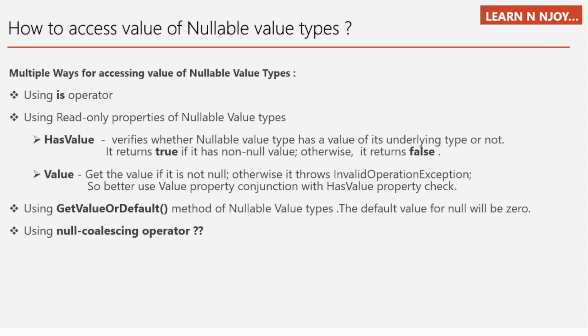The third way is using the GetValueOrDefault method of the nullable value types. The default value for null will be 0 if you use this method, GetValueOrDefault. The fourth way is using the null-coalescing operator. Let's quickly see all these things in action in Visual Studio.